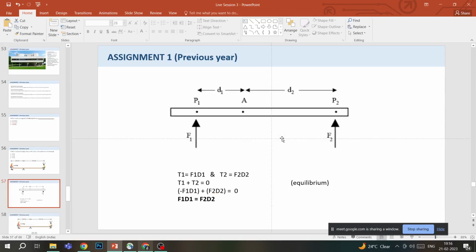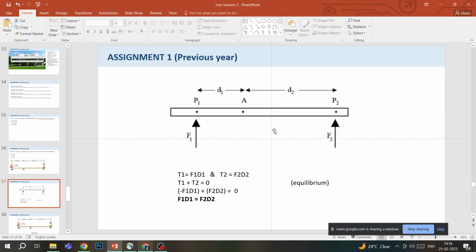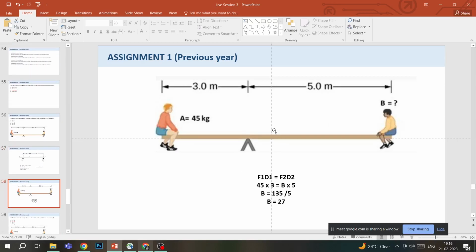So here we will apply the summation of moments. Because it's in equilibrium, nobody's moving below or up. So we apply this thing where the torque or the moment that is happening at point 1 is F1 D1, and that happening at point 2 is F2 D2, and the summation of both these moments is 0 because the structural system is in equilibrium. And we derived this whole formula that F1 D1 is equal to F2 D2 from this, which is basically an easier way to solve these kinds of questions if you get them in an exam.